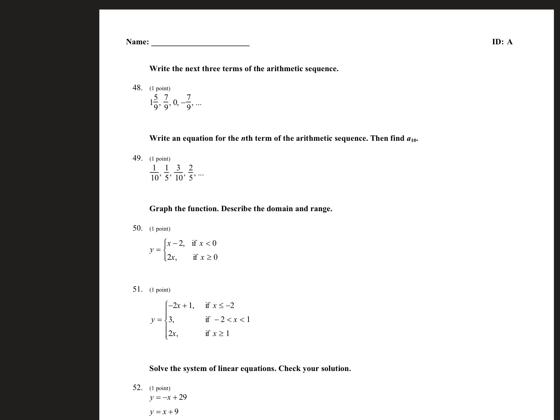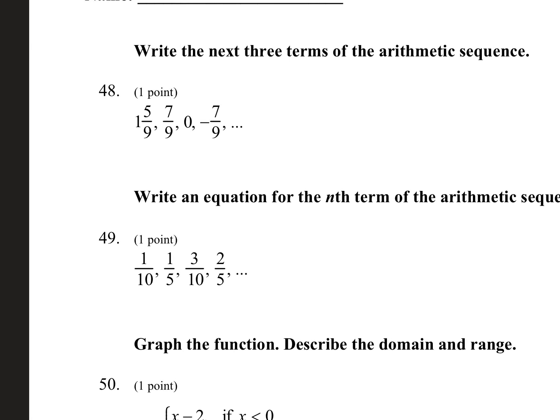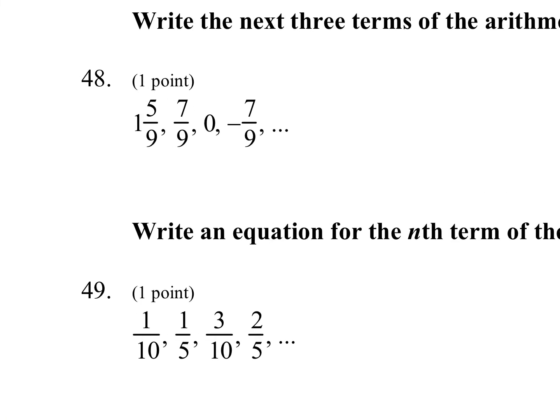All right, so 48 starts with the questions that we've done recently. So our arithmetic sequence. What am I adding or subtracting to get from one term to the next? Subtracting 7 over 9. Perfect. We can clearly see that in this one because we're going from 7 over 9 to 0, and then 0 to negative 7 over 9. It's a little bit challenging to see it in this one, but it may help just to make it an improper fraction and then see.